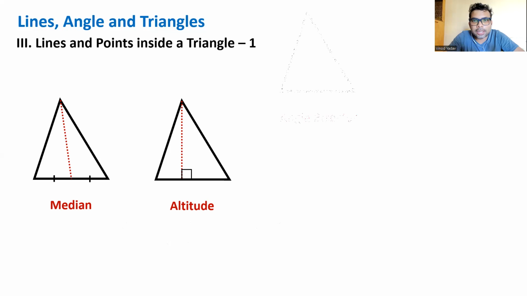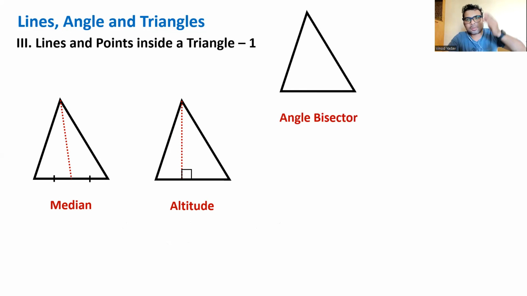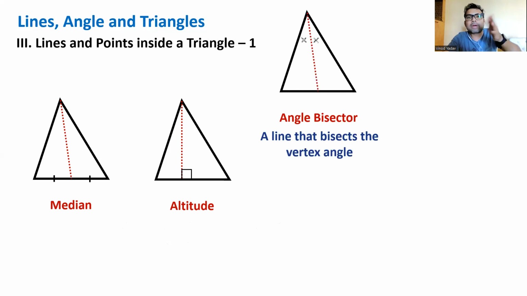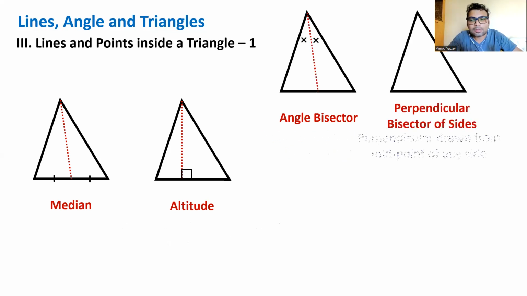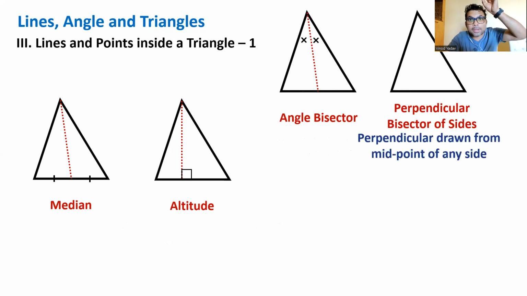Cool. Next is angle bisector. It's a line which bisects the angle into two equal parts. And finally, perpendicular bisector. Yeah, it's a perpendicular drawn from midpoint of any side. Got it?